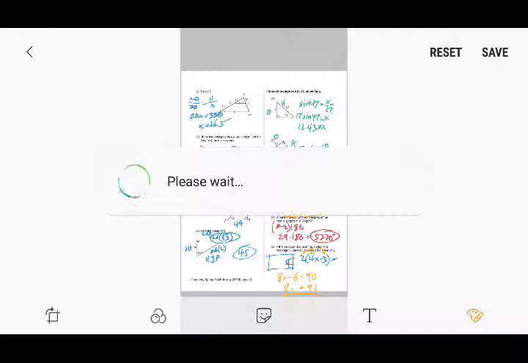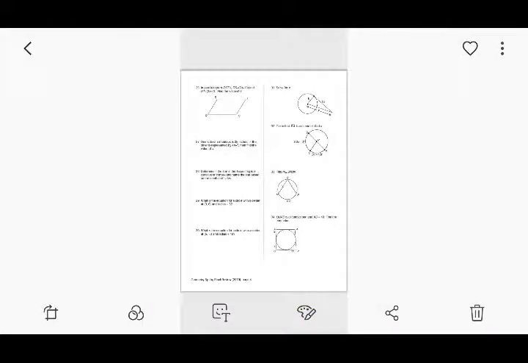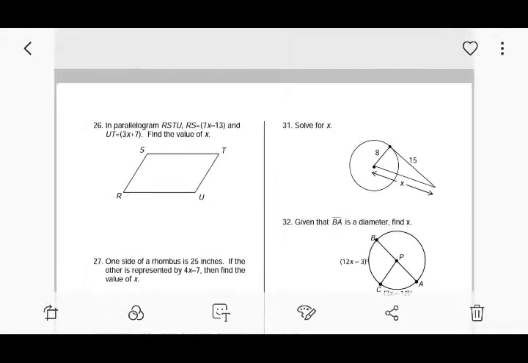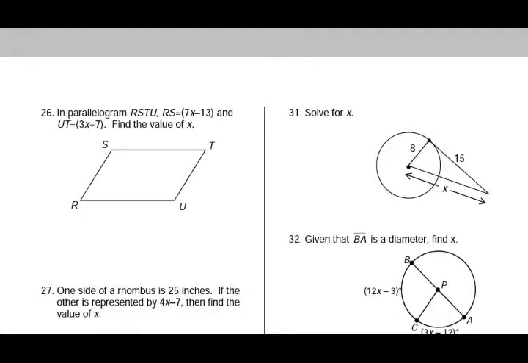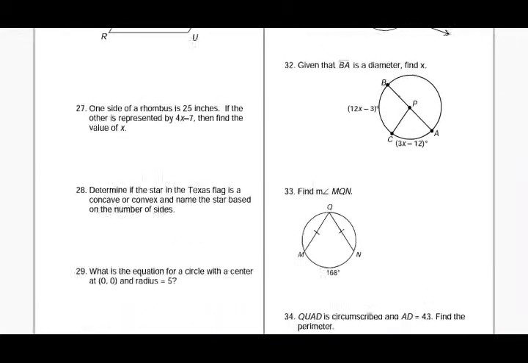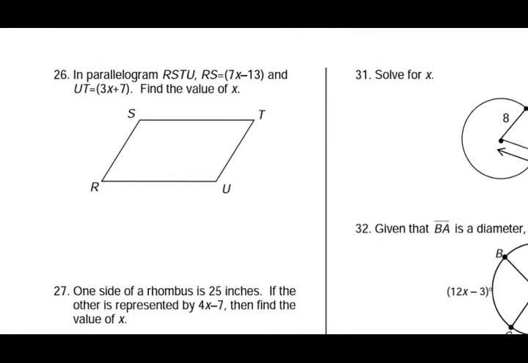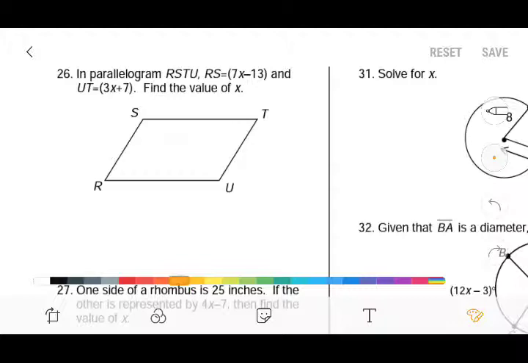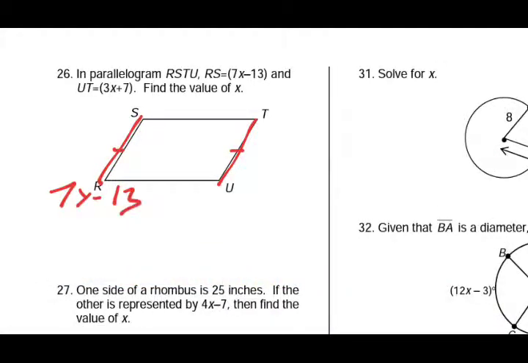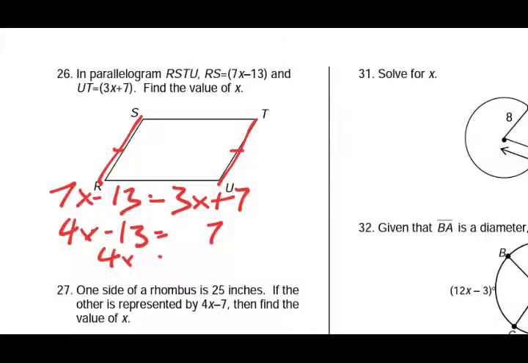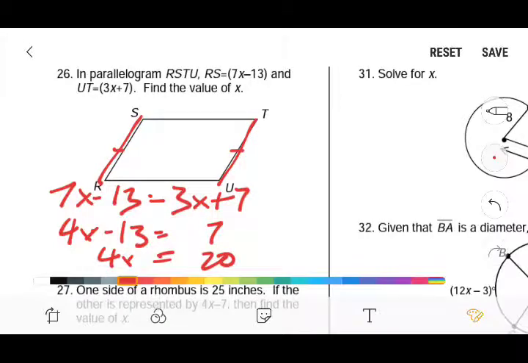Alright, one more to do. And it's your last page. Parallelogram. You've got RS is this one, and UT is this one. These are sides, and they're congruent. So it's 7x minus 13 equals 3x plus 7. So that's going to be 4x minus 13 equals 7, and then 4x equals 20. So x equals 5.